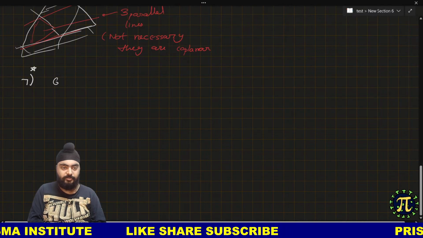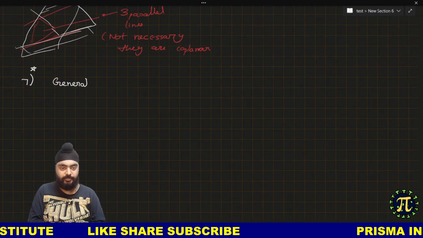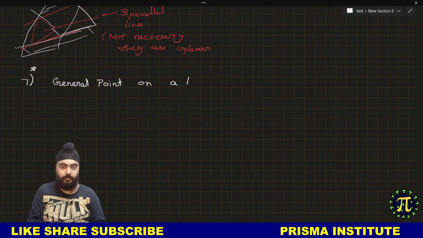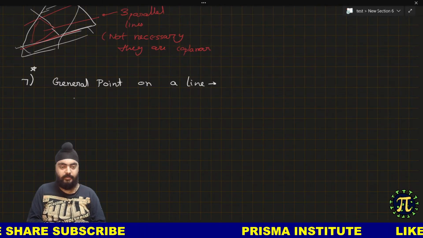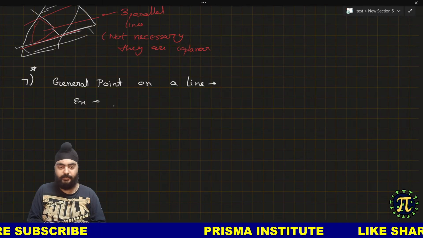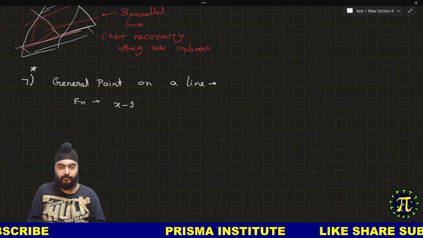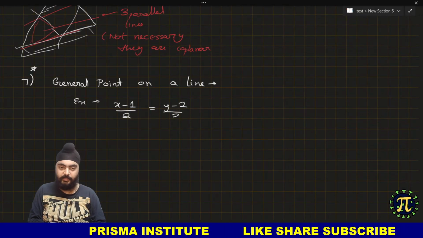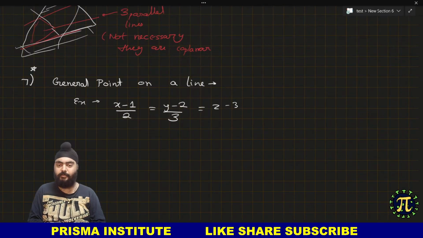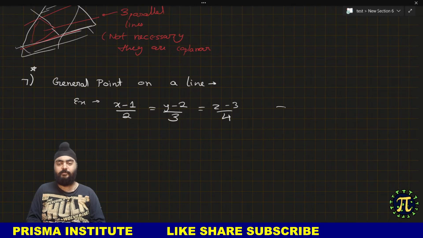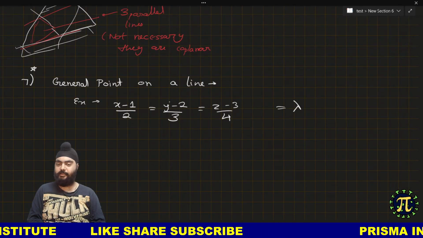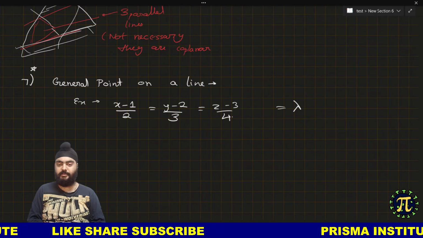So this is the general point on a line. For example, if I have a line, let's say (x minus 1) by 2 is equal to (y minus 2) by 3 is equal to (z minus 3) by 4, some made up line, is equal to lambda. So this is the equation of a line, right? (x minus x1) by a, (y minus y1) by b, (z minus z1) by c.